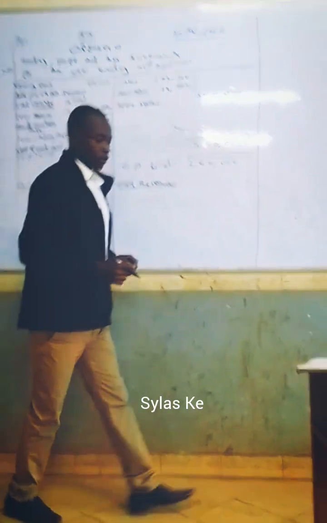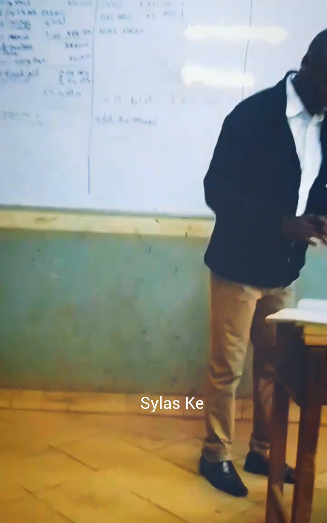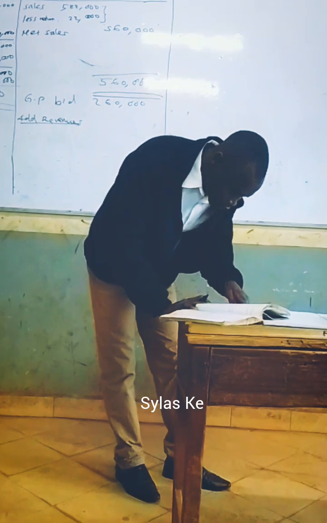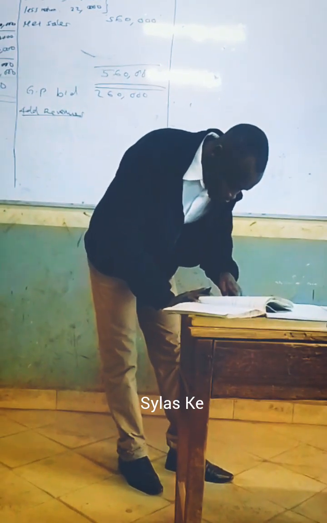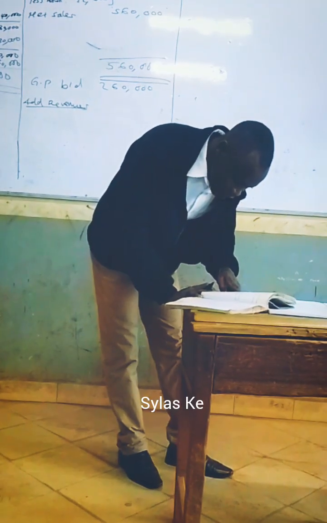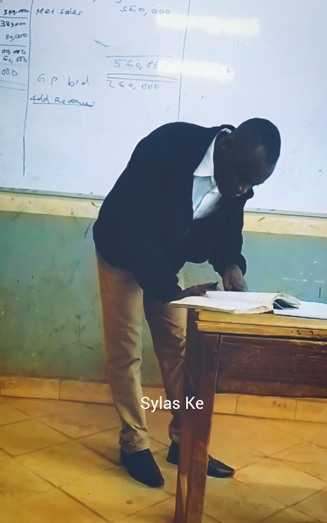So, what are the identified expenses incurred by the business? Do we have them carried out? Yes. Carried out. 7,000.